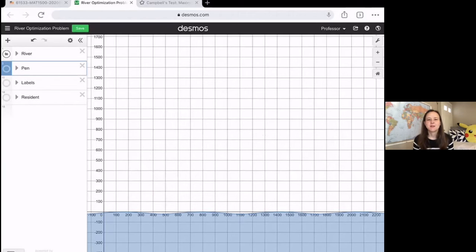We're starting section 4.7 on applied optimization problems today. And if you click on the first link in the Friday resources for the week, you'll come to this page where I've got a river graphed right below the x-axis. And we are going to be building a pen today for our favorite goat.